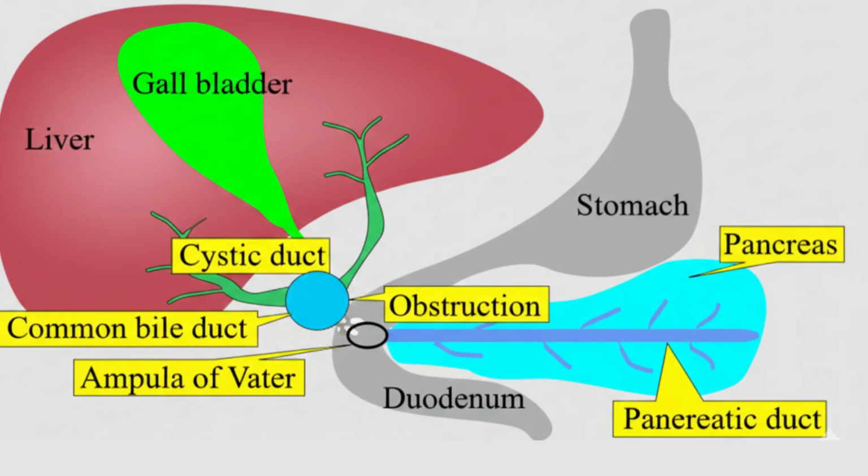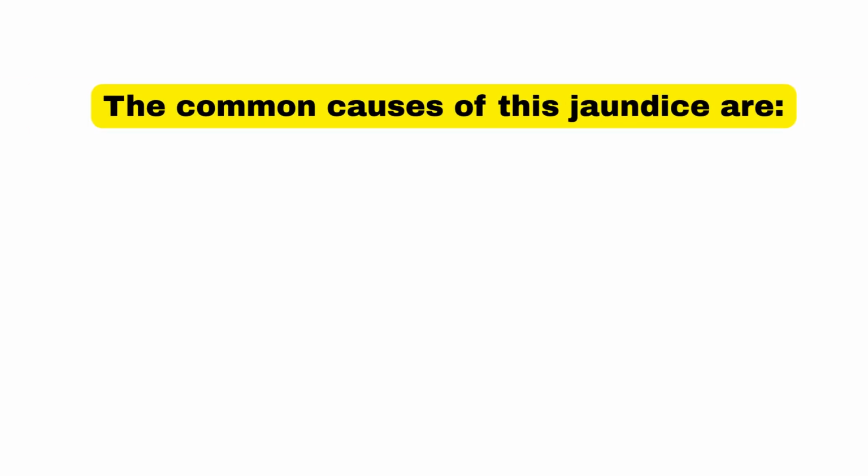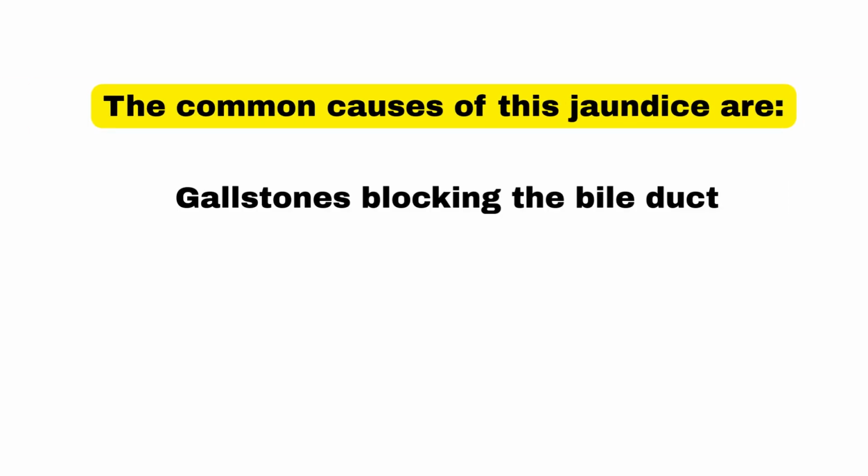Next, obstructive jaundice. As the name suggests, obstructive jaundice occurs due to blockage of bile flow. The common causes of this jaundice are gallstones blocking the bile duct, tumors, pancreatic head tumors. So, what happens here? In obstructive jaundice, the liver cells are normal.